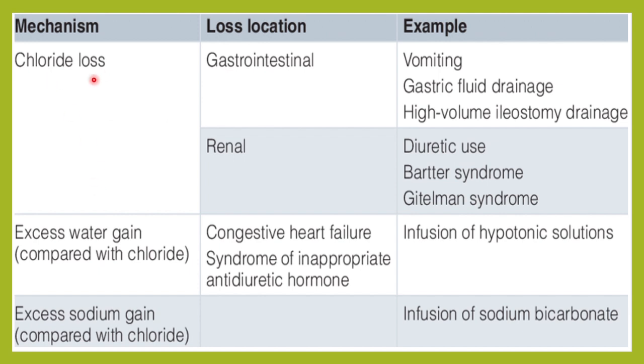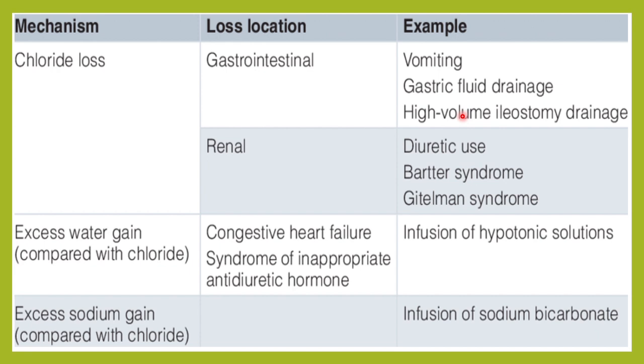The chloride loss can be because of gastrointestinal diseases or renal diseases. Gastrointestinal causes could be vomiting, gastric fluid drainage, or high volume ileostomy drainage, wherein there is loss of chloride. Renal causes are diuretics or certain syndromes like Bartter syndrome, Gitelman syndrome, etc., where there might be loss of chloride from the kidneys. Suppose there is an excessive water gain, for example, congestive cardiac failure, or in case of syndrome of inappropriate antidiuretic hormone secretion.